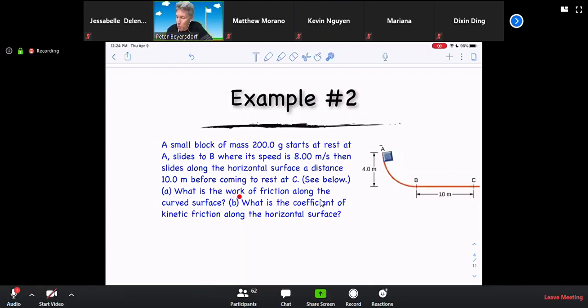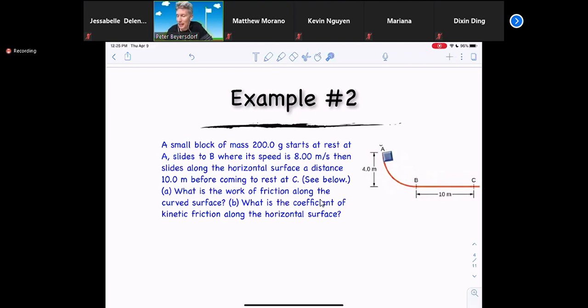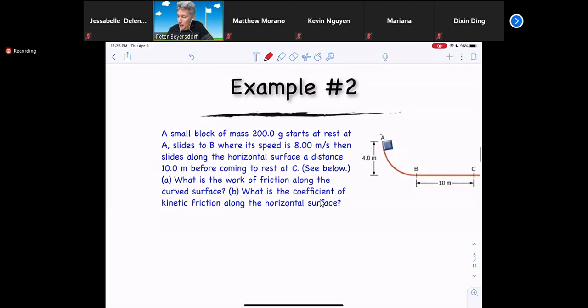But because we're asked about work, that should be a hint that we should be thinking about energy, right? Work is a transfer of energy. And so we can actually use conservation of energy here, and we'll treat this as an open system, one where energy is being added or subtracted. In this case, it's being subtracted from the system by friction. And so in general, our conservation of energy equation looks like the initial energy plus any work done by non-conservative forces equals our final energy. That's true anytime you're using conservation of energy.